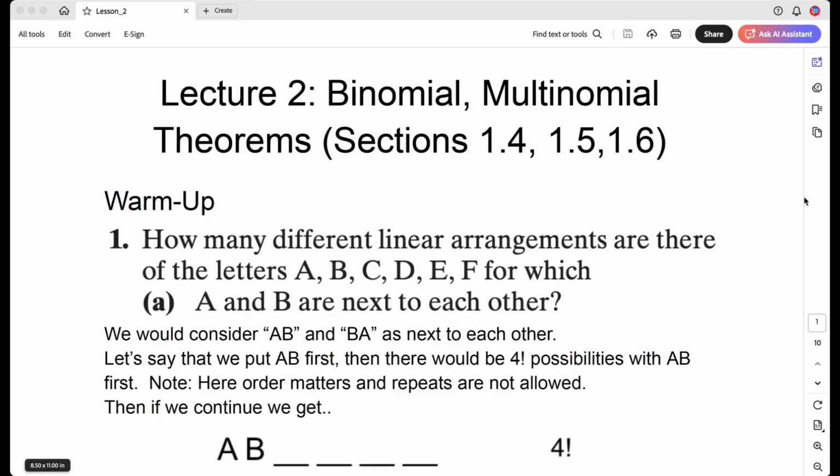Hello, welcome to lesson 2. We will pick up where we left off on counting and then lead into the binomial and multinomial theorems.